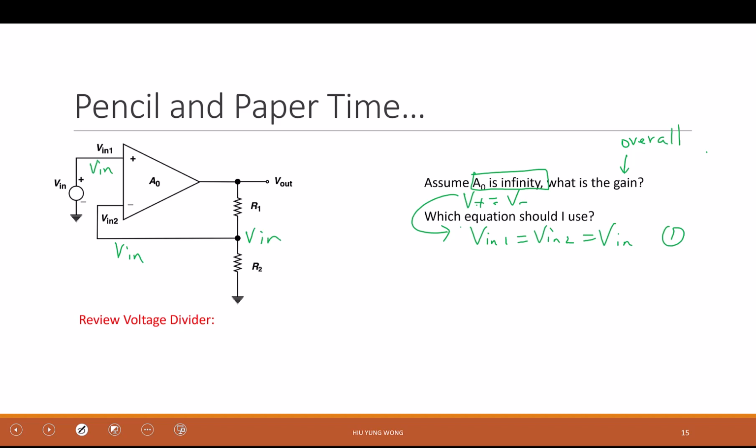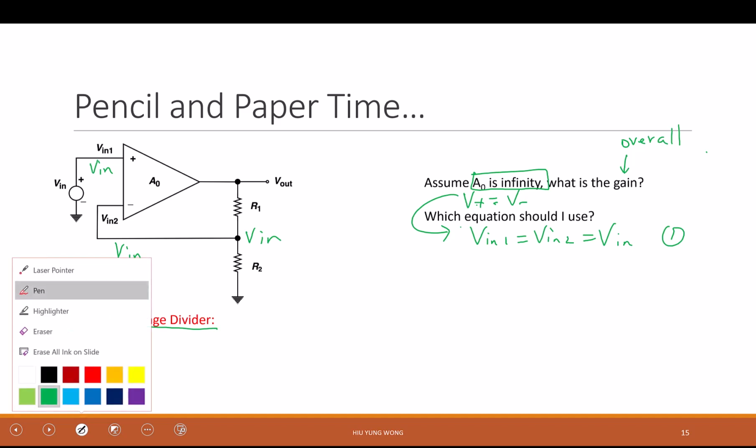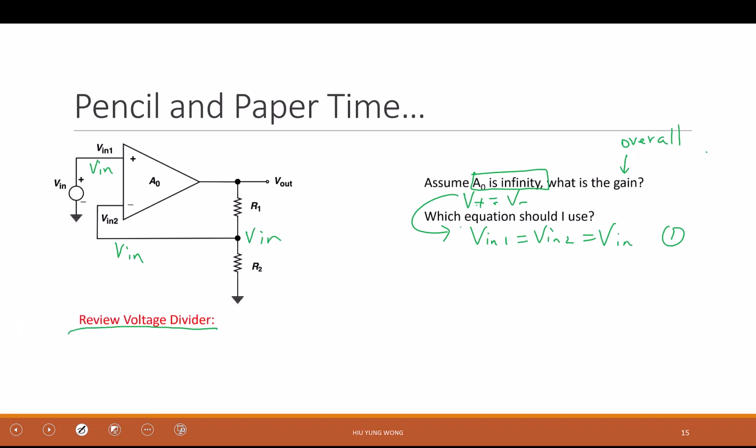Then what is the relationship between V in and V out? Some of you already memorized the equation of the voltage divider, but let's take a look again. You do need to know how to use it. You don't want to waste time deriving it, but this time I derive it for you one time. Look at this circuit: V out, R1, R2, and then this V in.